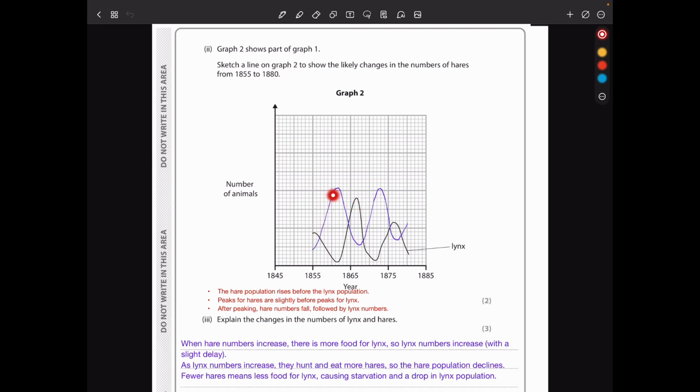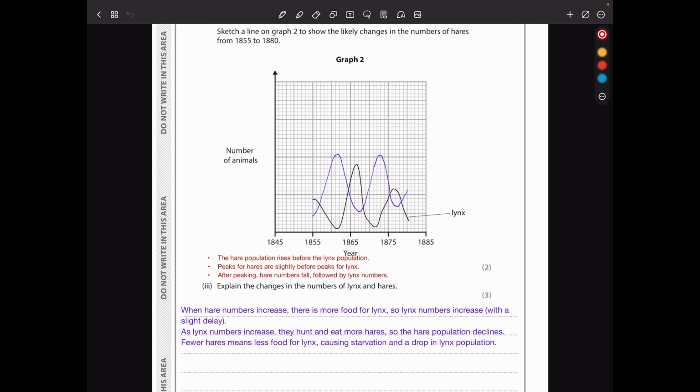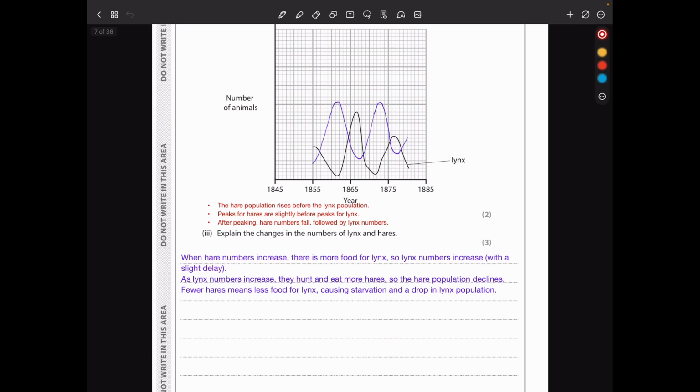So they increase, and then as they reach their maximum, the predators are trying to increase up as well. And then when they increase, of course, they're eating the prey, so the prey number is going to decrease, and so on. So it's an oscillation curve, a typical example of predator-prey relationships. Then they say explain the changes in number of lynx and hares. The changes we see, like I've already said, are a typical predator-prey relationship.